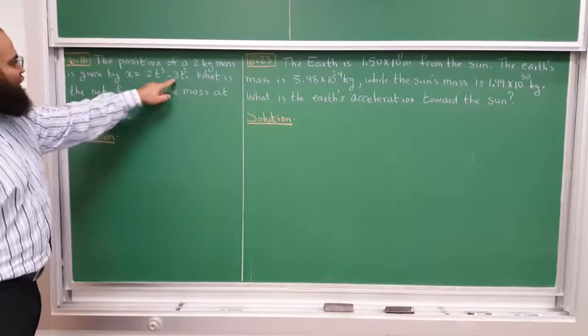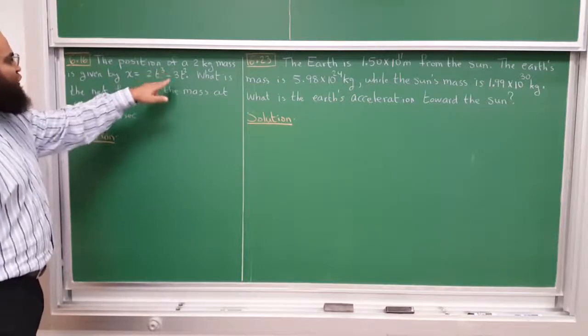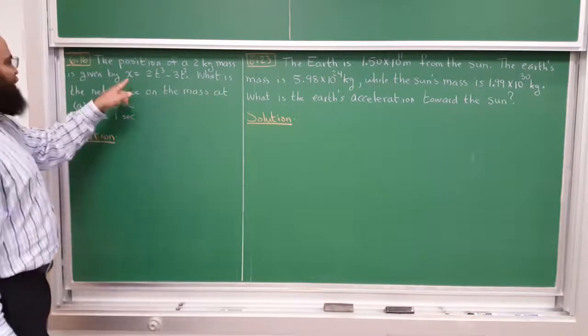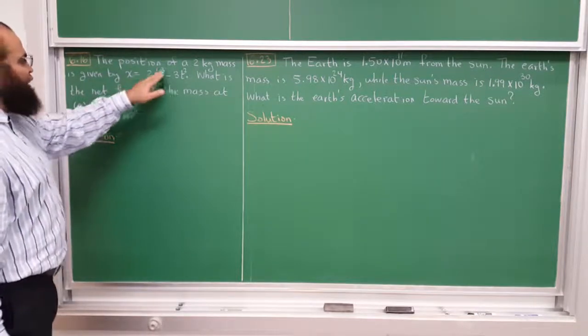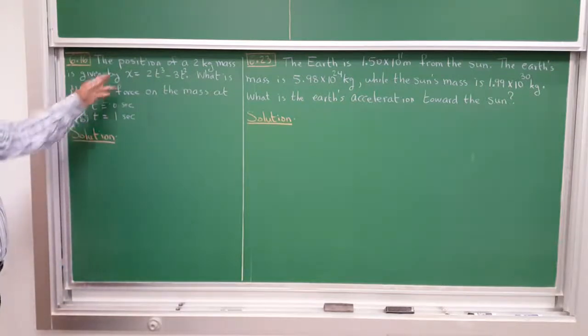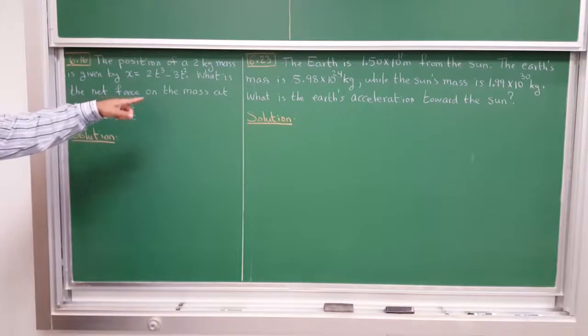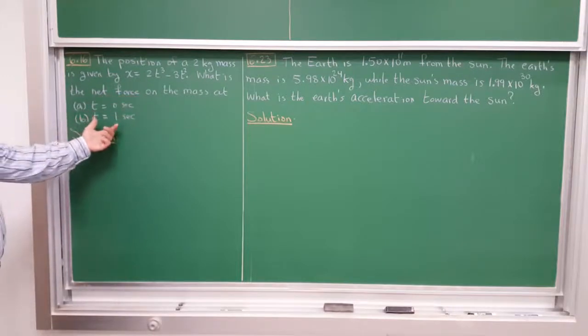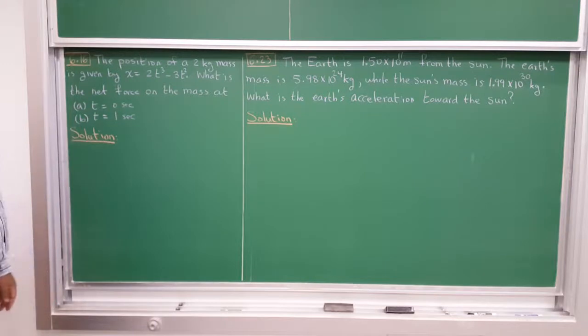Here the 2 and the 3 in front of the t cubed and t squared have appropriate units so that you end up with a position in meters, and the time, of course, is given in seconds. Everything is in SI units. And so this is the position, and they ask, what's the net force on the mass at time t equal to 0 and at time t equal to 1 second? So how are we going to do that?